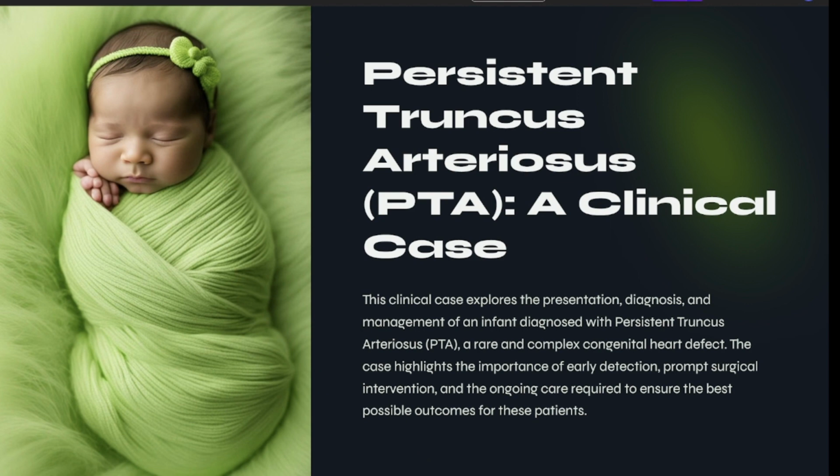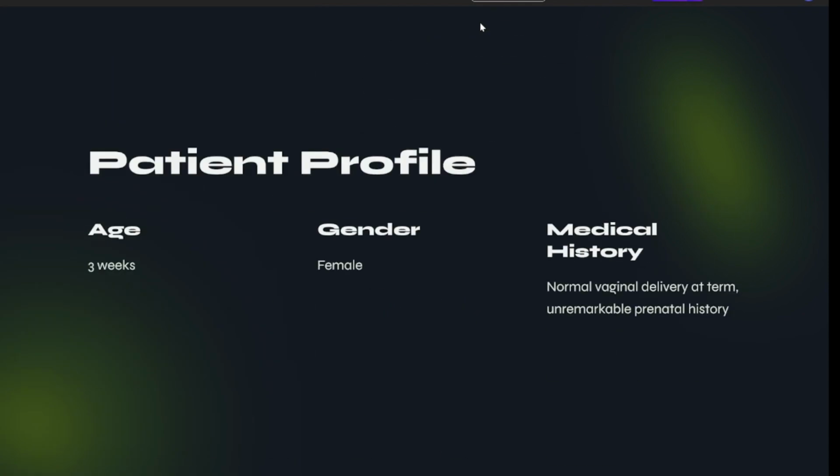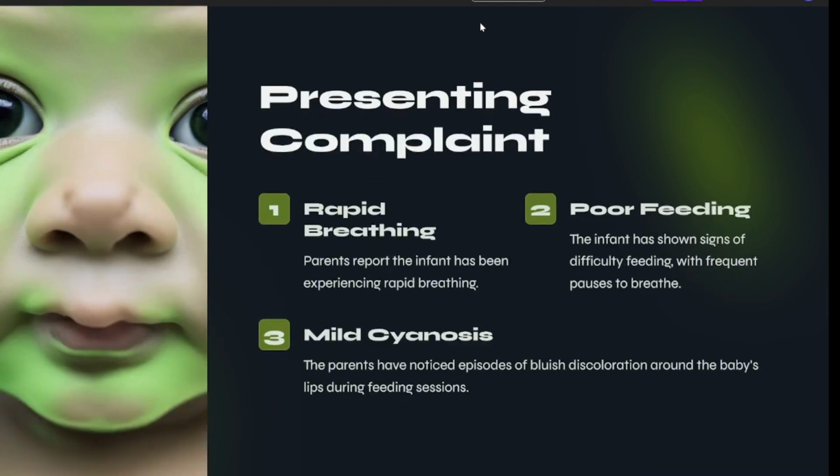Clinical case: persistent truncus arteriosus. Patient profile: age 3 weeks, gender female. Medical history: normal vaginal delivery at term, unremarkable prenatal history. Presenting complaint: parents report rapid breathing, poor feeding, and mild cyanosis, especially during breastfeeding.